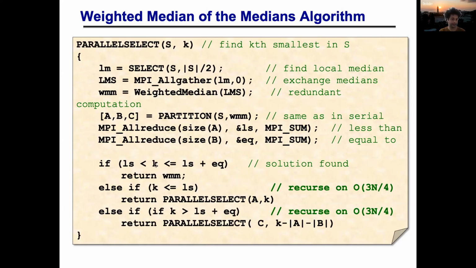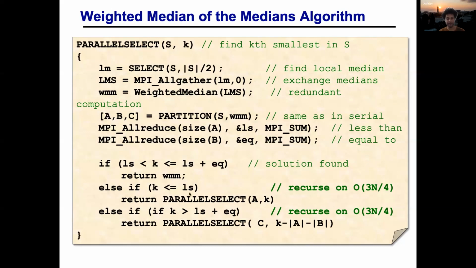meaning the value k in the order is larger than the cardinality of the set that is smaller than the weighted median of medians we chose, and it's less than or equal to the number of elements smaller plus the number of elements that are equal. So remember, more than one value satisfies this, because it's possible that there are repeated elements in the data, and the kth element can be any one of them if they're equal. Or we recurse in one direction or the other.